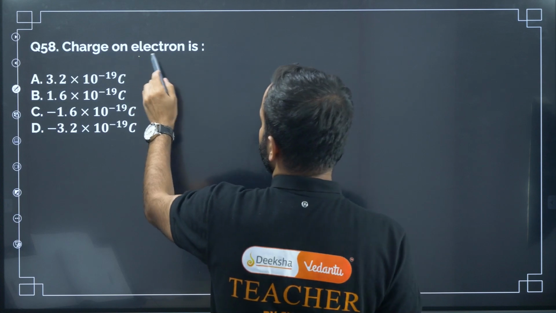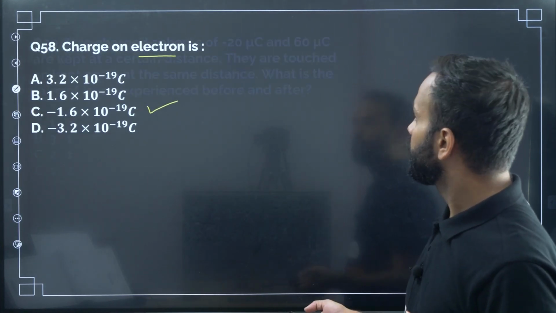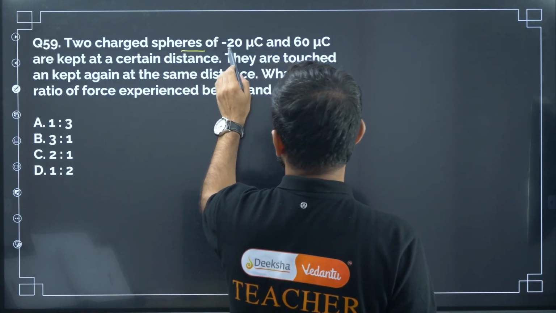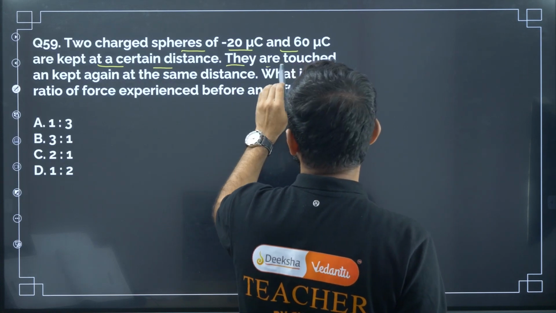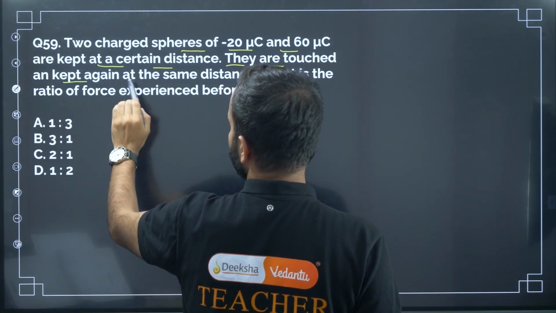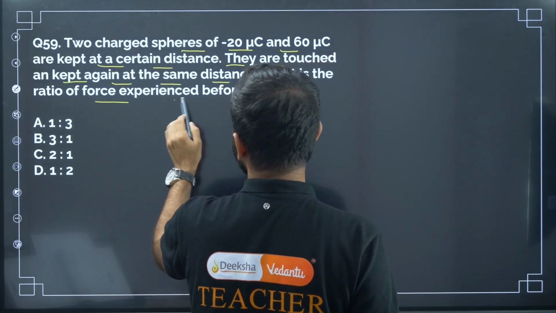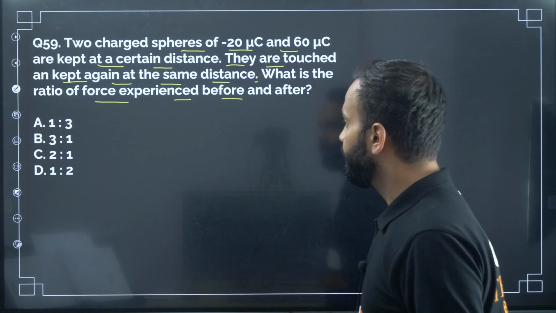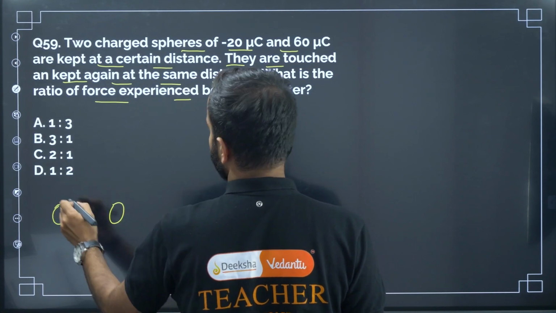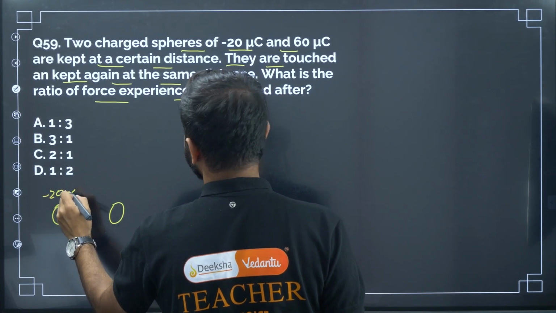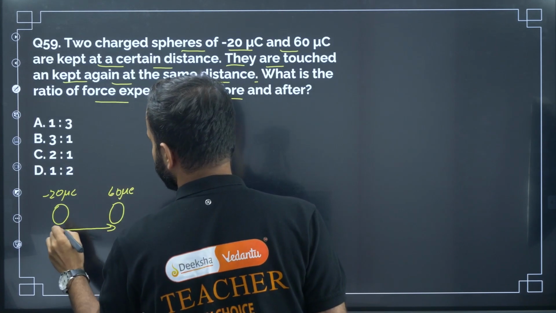Question number 58. Charge on electron is simple one, right? Minus 1.6 into 10 to the power minus 19 coulomb. Question number 59. Two charged spheres of minus 20 microcoulomb and 60 microcoulomb are kept at a certain distance. They are touched and kept again at the same distance. What is the ratio of force experienced before and after? Okay, so now two charged spheres, right? Minus 20 microcoulomb, 60 microcoulomb, separated by a certain distance r.